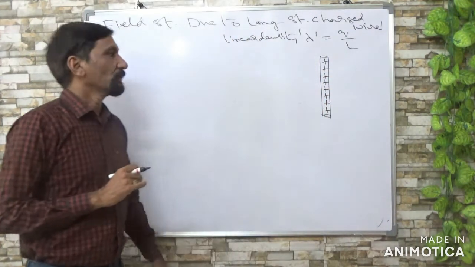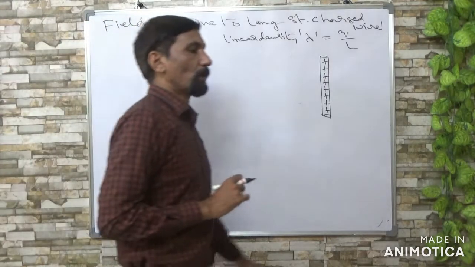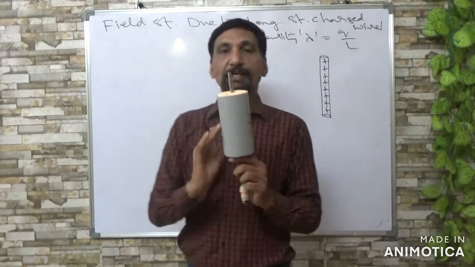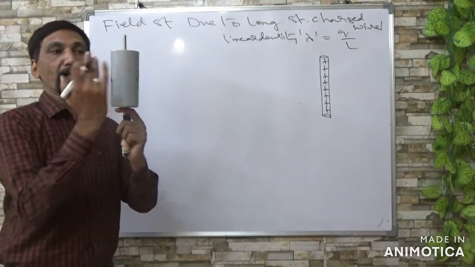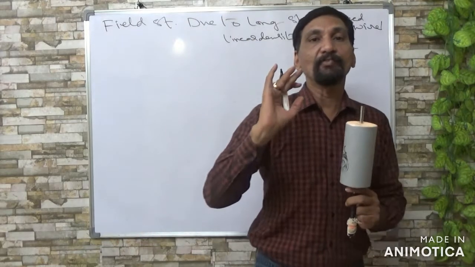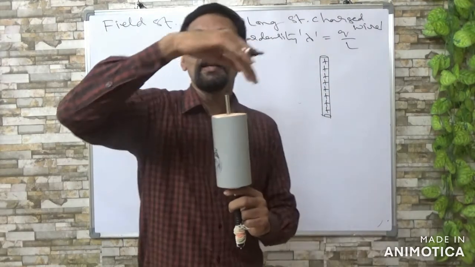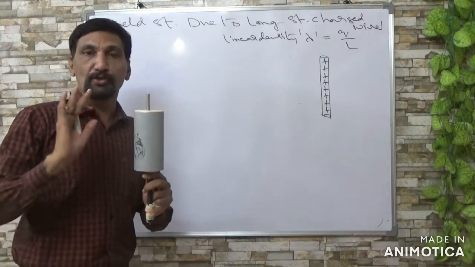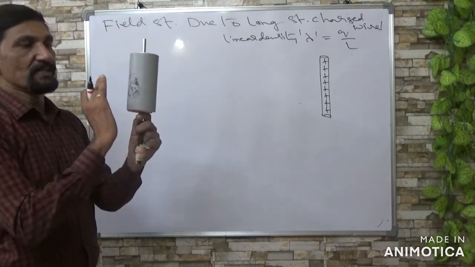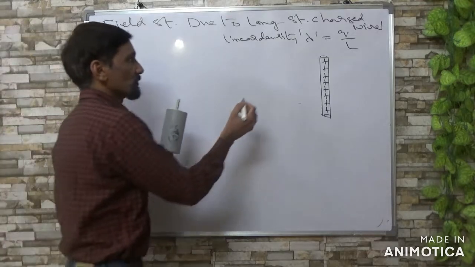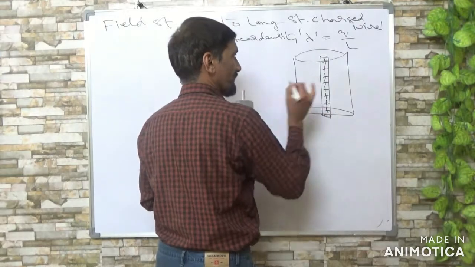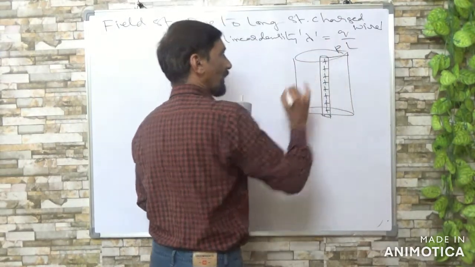So you want to find field strength due to this. What are we supposed to do? It must be surrounded by a Gaussian surface. Remember, whenever you want to find field strength, the charged body must be surrounded by a Gaussian surface. Here I am taking a cylindrical surface, so it is surrounded by a cylindrical surface of radius r.